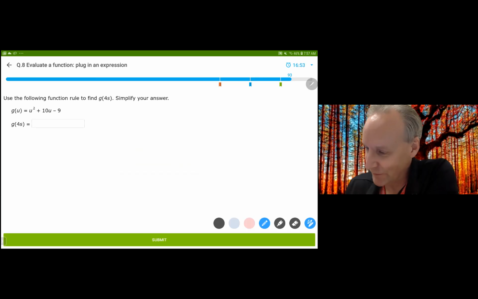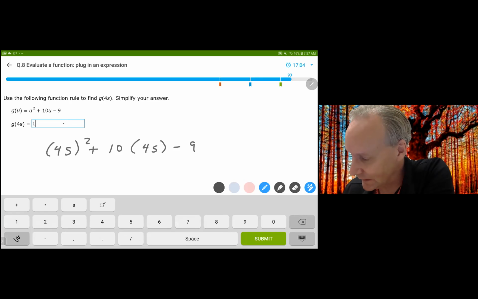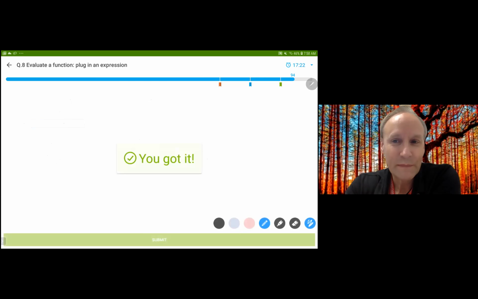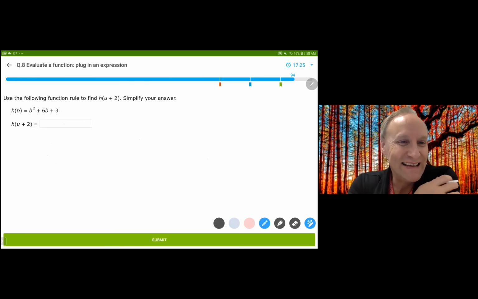Okay, this time we're going to put in the 4s. They're going to try and get you every way they can. S squared plus 10 times 4s minus 9. So I'm just going to do it in my head. I get 16s squared plus 40s minus 9, isn't it? Let's just double check it here. 16s squared plus 40s minus 9. Looks good. Man, they're going to make me do a bunch of them.